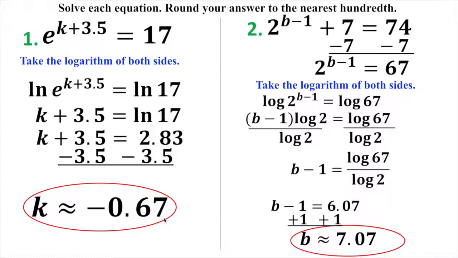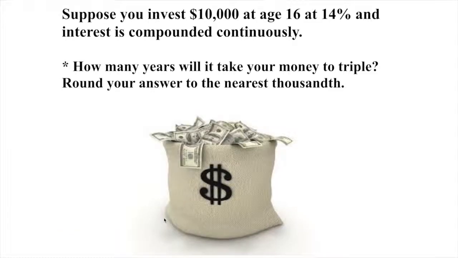Okay, so right now we're going to take this knowledge here and start applying it toward a real-life scenario. So here's our real-life scenario. You invested $10,000 at the age of 16 with 14% interest as your return rate, and it's compounded continuously. How many years will it take for your money to triple?